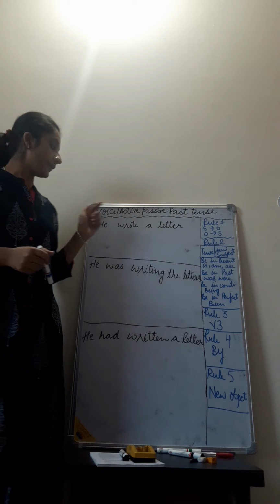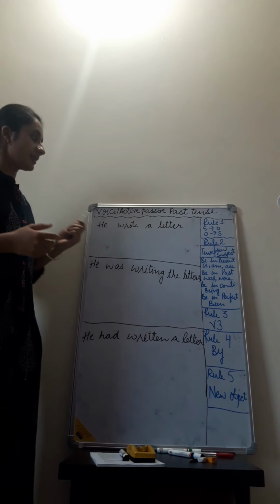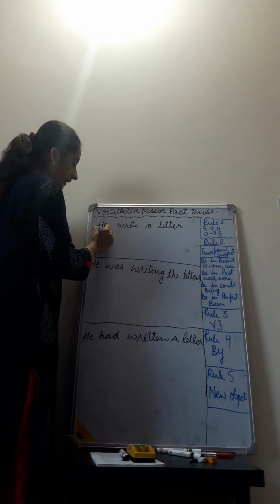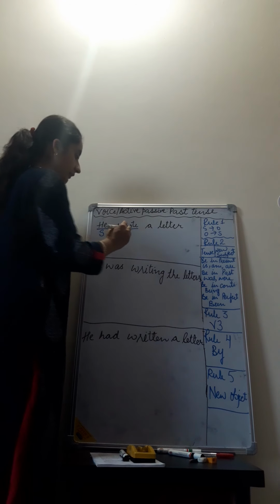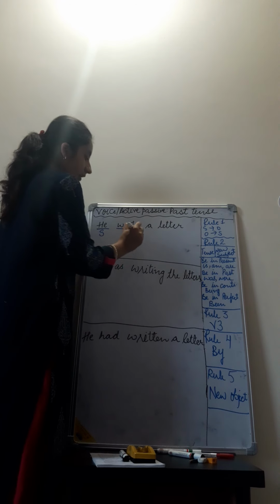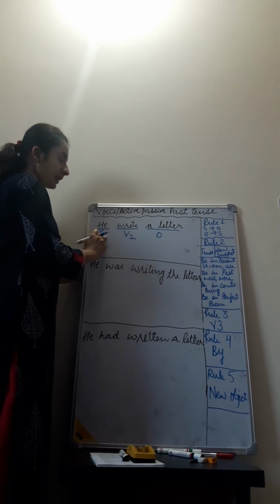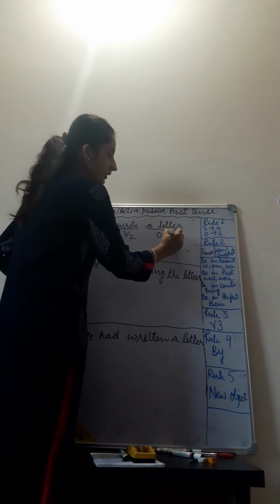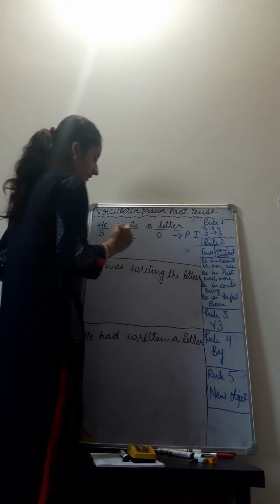For this our first example is, he wrote a letter. Which past tense is this? Let's see. He is the subject, wrote is the second form of the verb, and a letter is the object. Subject plus verb's second form plus object. This denotes the past indefinite tense.